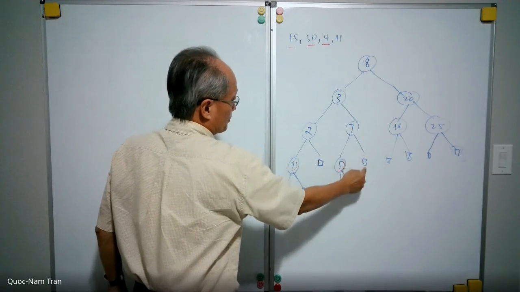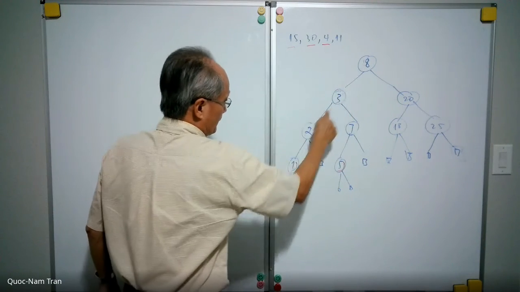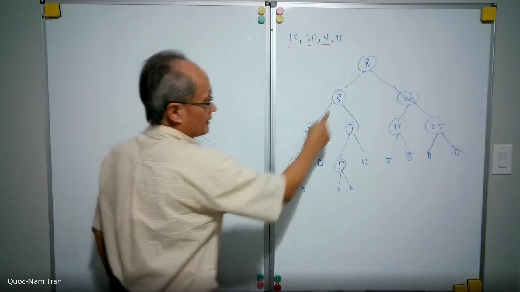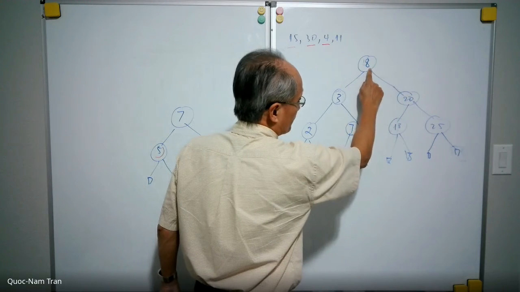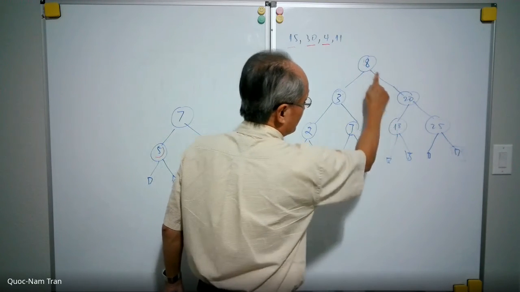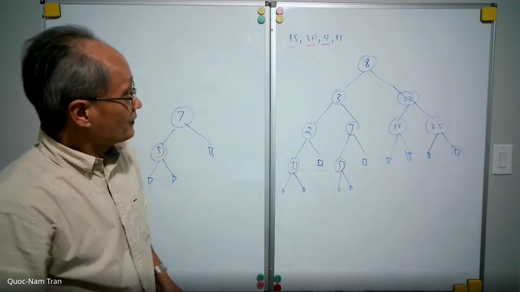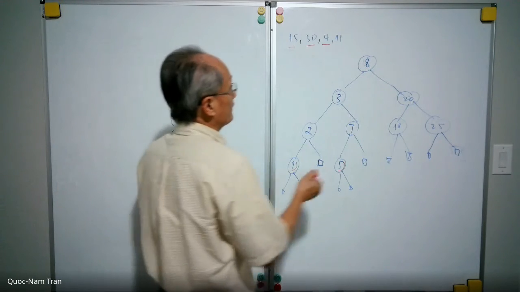Okay. So now, what will we have? 1, 2, 3. 1, 2, 3, right? 1, 2, 3. 1, 2, 3. Okay. So everywhere the black height is 3. 1, 2, 3. 1, 2, 3. Okay. So that's it. We successfully removed 11.